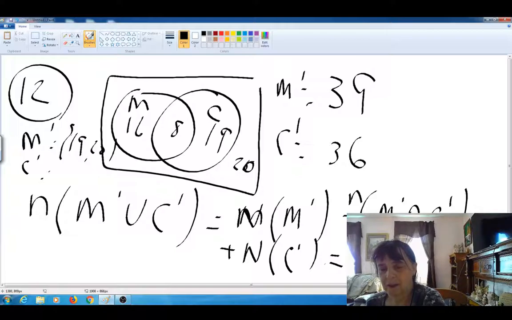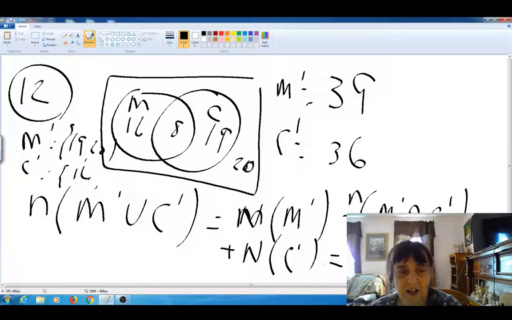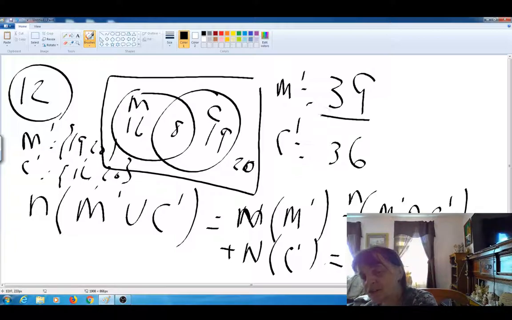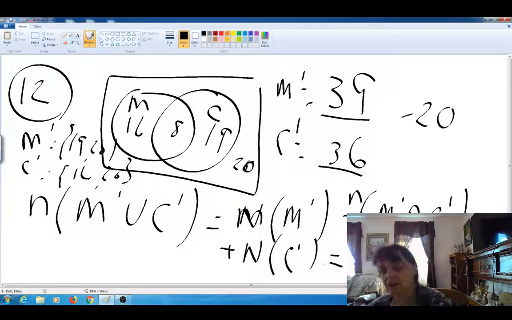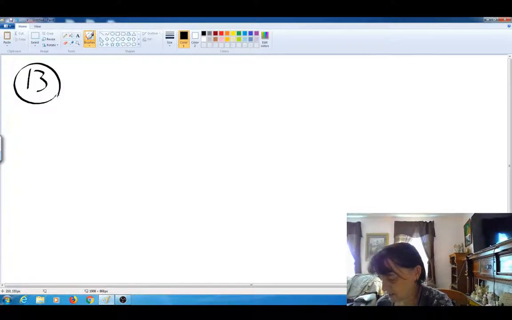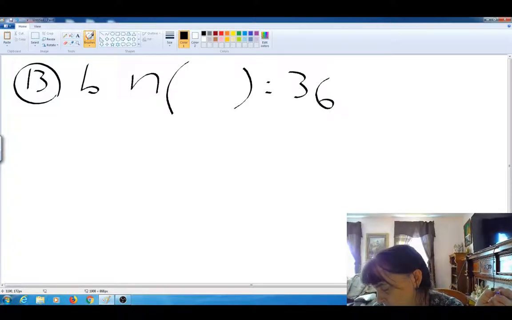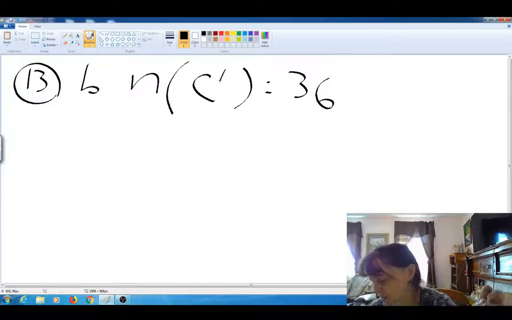You subtract, because see, M prime is 19 and 20, C prime is 16 and 20, so both of them contain the number 20, so you have to subtract that 20. So it's 39 plus 36 minus 20, which gives you 55. Number of elements in C prime is 36.